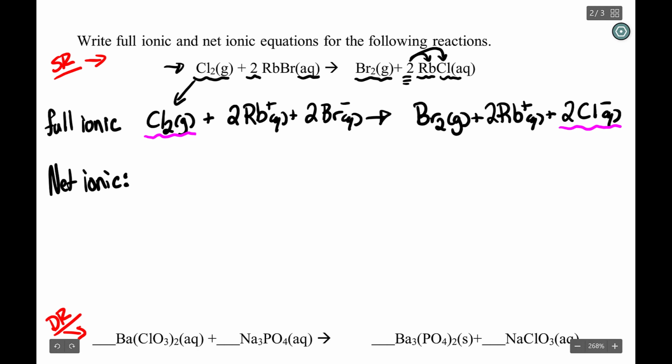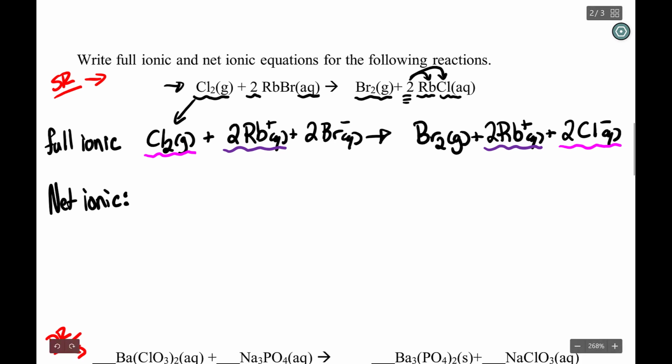When I look at Rb plus, I've got 2 Rb plus aqueous on the left, and I've got 2 Rb plus aqueous on the right. They are not changing state. They are not part of the reaction, and Rb plus would end up being called a spectator ion because it hasn't undergone a change. Now, in order for me to make my net ionic, I have to remove my spectator ion from that reaction to make my net reaction.